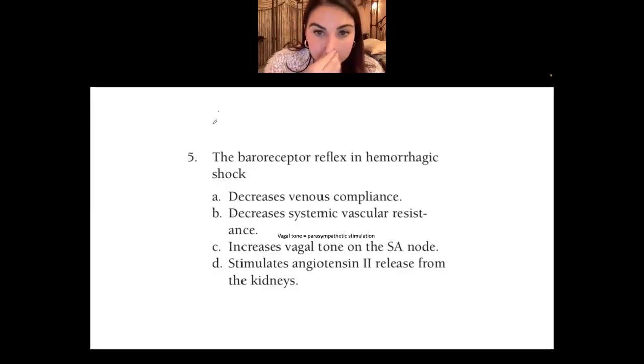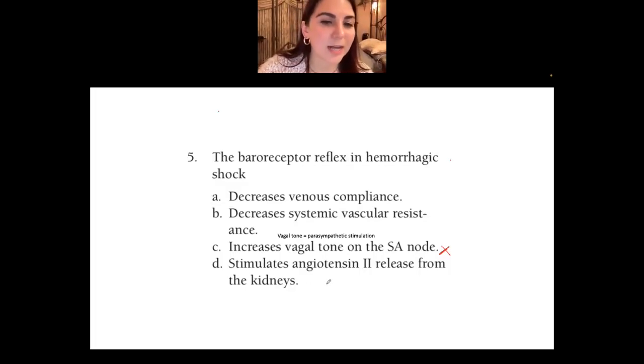Okay, so let's talk about this one. I actually got answers for every single answer choice, which is great. So, baroreceptor reflex, hemorrhagic shock. Remember, in hemorrhagic shock the issue is basically that decrease in blood pressure, so everything the baroreceptors are trying to do is now increase blood pressure. Let's skip to this one down here. If I want to increase blood pressure, I don't want to increase vagal tone, because vagal tone is your parasympathetic stimulation. I would want to increase my sympathetic stimulation. So this one's out.